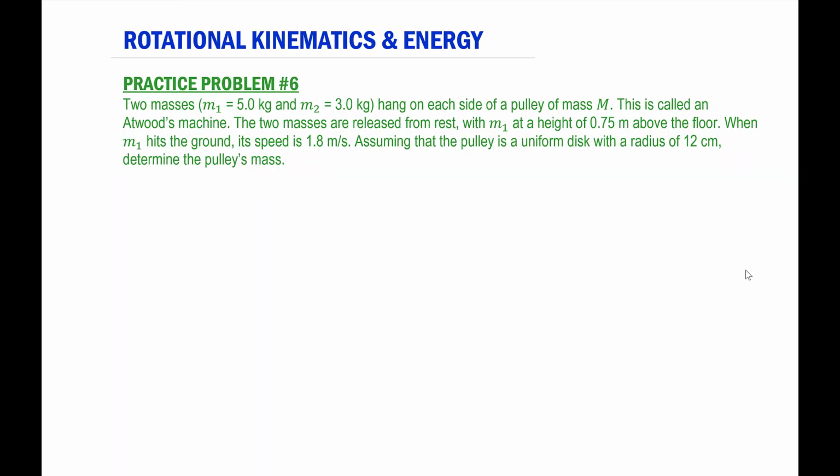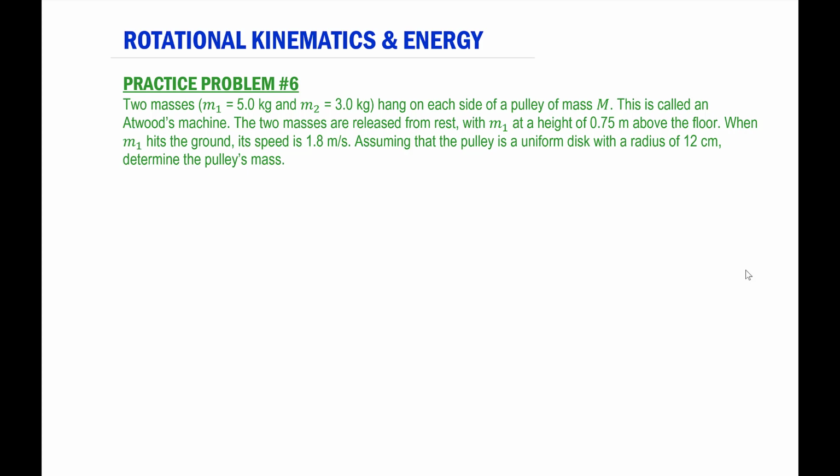In this problem, we have two masses. We have M1 and M2. One's 5 kilograms and one's 3 kilograms. They hang on each side of a pulley of mass capital M. This is called an Atwood's machine. The two masses are released from rest, with M1 at a height of 0.75 above the floor. When M1 hits the ground, its speed is 1.8 meters per second. Assuming that the pulley is a uniform disc with a radius of 12 centimeters, determine the pulley's mass.